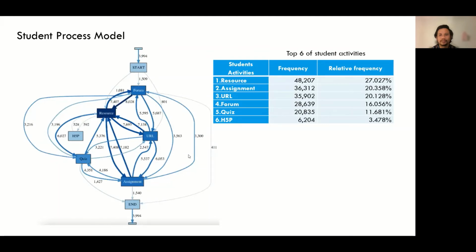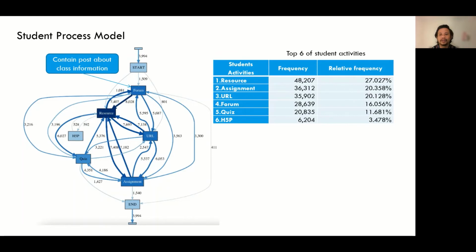In the student process model, there are 15 activities and resources done by students in one semester. The top 6 student activities are resource, assignment, URL, forum, quiz, and H5P. Their percentage is more than 1%. From the process model, we can see the first student activity at the beginning of the semester is forum. In the forum activity at the beginning of the semester, there are posts about class information like the contact of the lecturer, the conference link, or other class information.